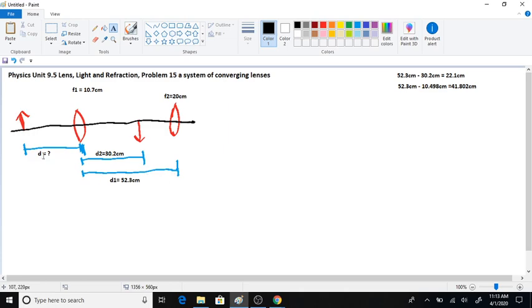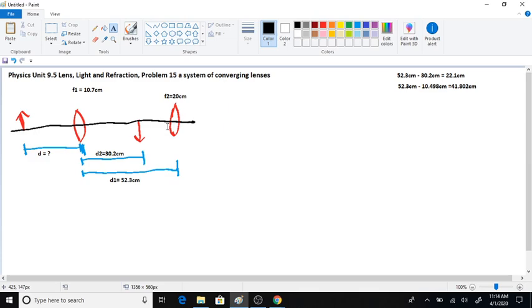And we want to know what is this? Where's the object placed to get this image with this system of lenses? Where did this object have to be placed? So we're finding D, which I call D equals question mark. That's really all that's given in the problem. We've got to work backwards. It's basically problem 14 backwards.